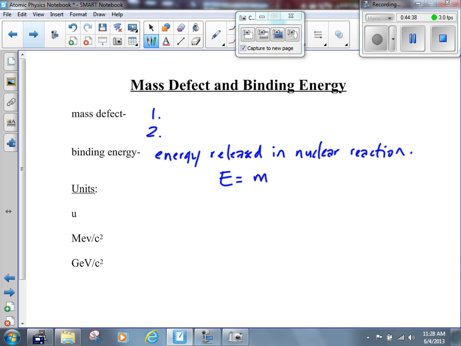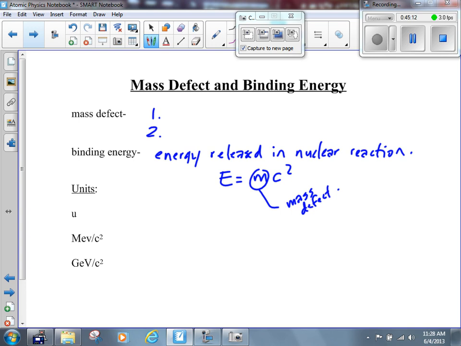To calculate the binding energy, the energy that's released in the nuclear reaction, we're going to multiply mc squared, m being mass. What mass? What does m stand for here? The mass defect. The mass that disappears in the nuclear reaction wasn't just destroyed, it was converted to something. It was converted to energy by the equation E equals mc squared.